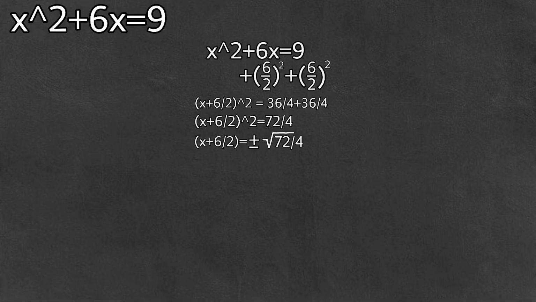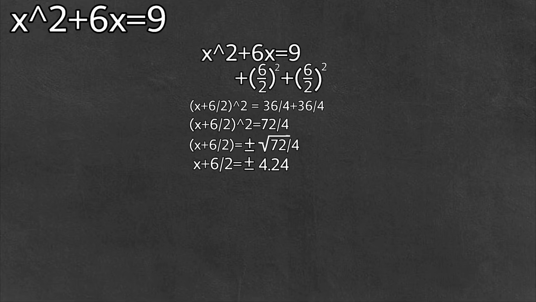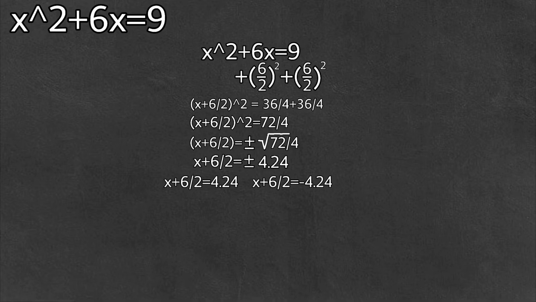Now we rewrite x plus 6 over 2 equals plus or minus 4.24 as two equations. Lastly, we just have to solve for x by subtracting 6 over 2 from each side of the equation and simplify.